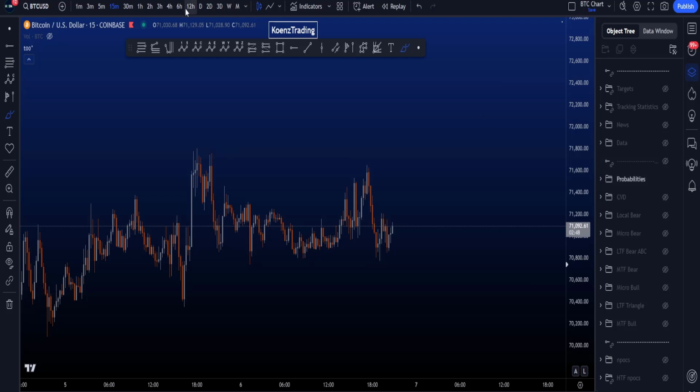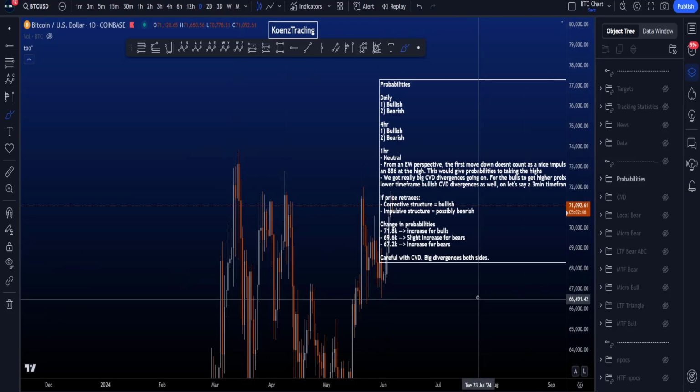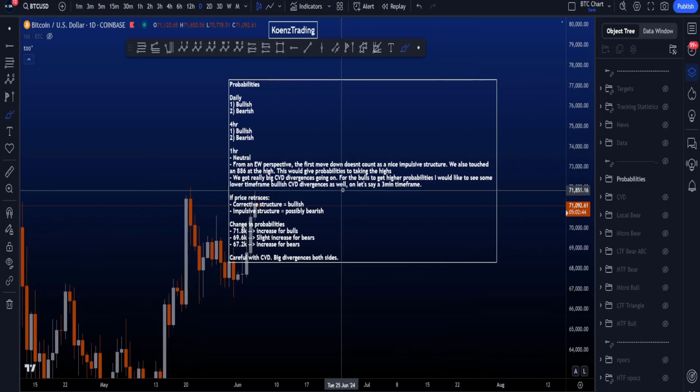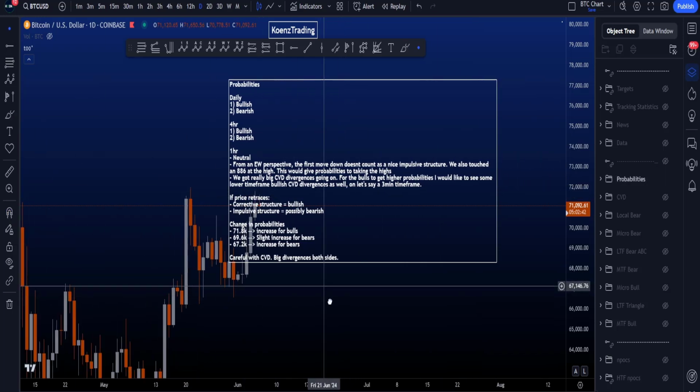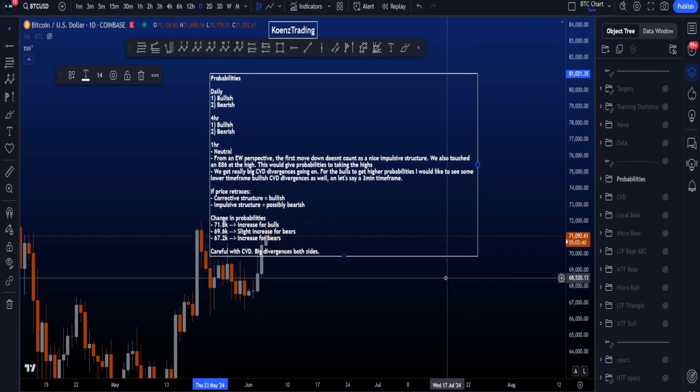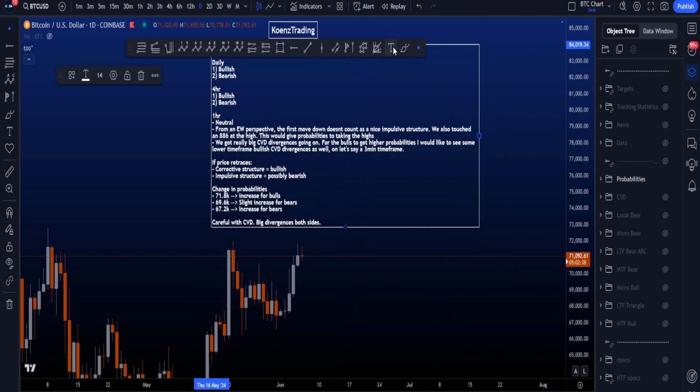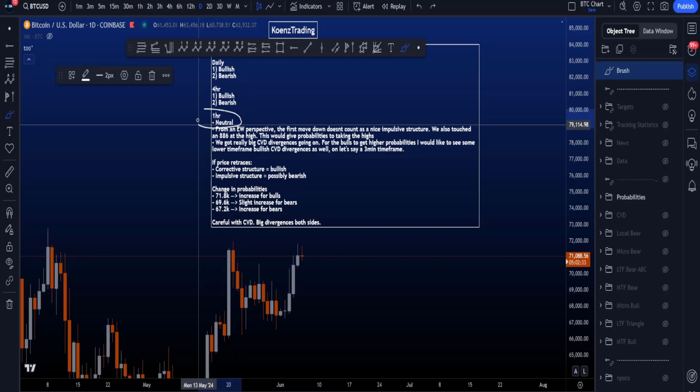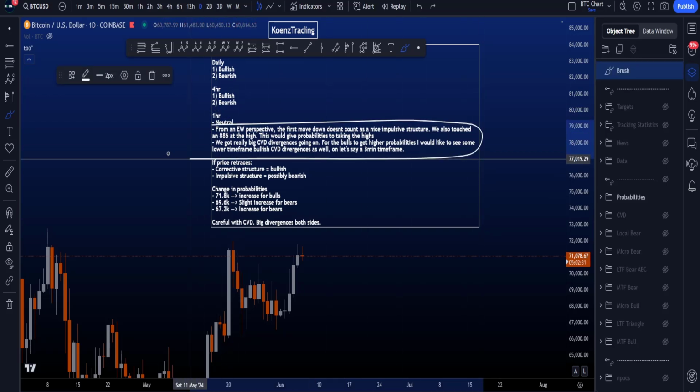If we then finally look at the probabilities of the different scenarios, then currently on the daily time frame, the probabilities are higher for the bullish scenario compared to the bearish scenario. Same is true for the 4-hour time frame, and on the 1-hour time frame I wrote neutral here, but with a little bit of an explanation.